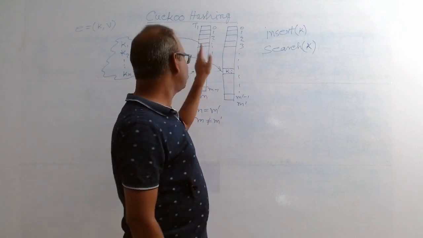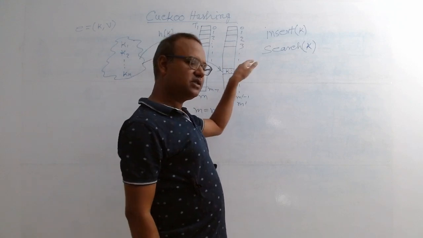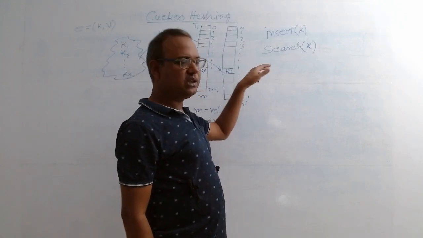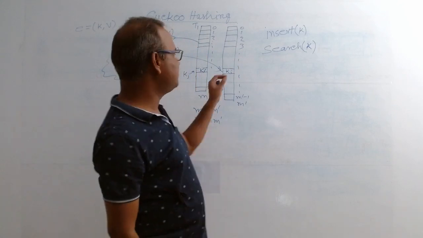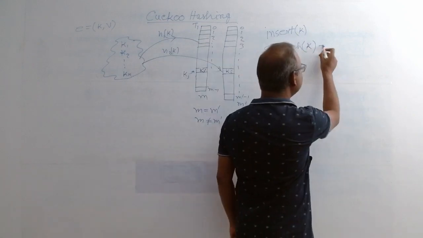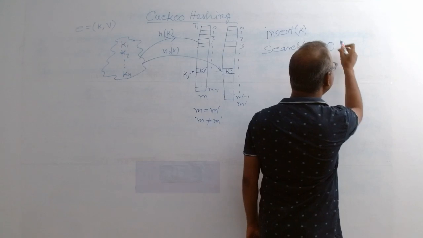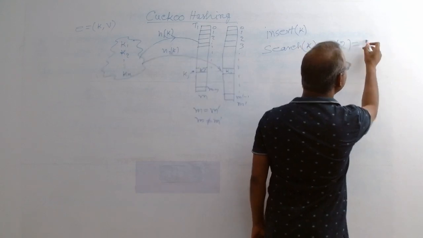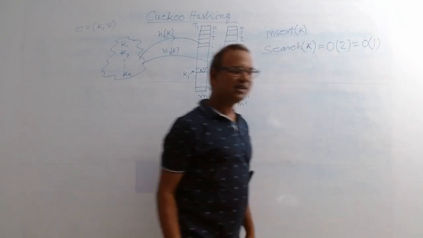If it is not found in table 1, we will go for table 2. If it is not found in table 2 also, then we will say the element is not present. Otherwise, we will say the element is present. So instead of searching in one table, we have to search in two tables, so it will be order of 2 instead of order of 1. And the beauty of order notation is we can still write it as order 1.